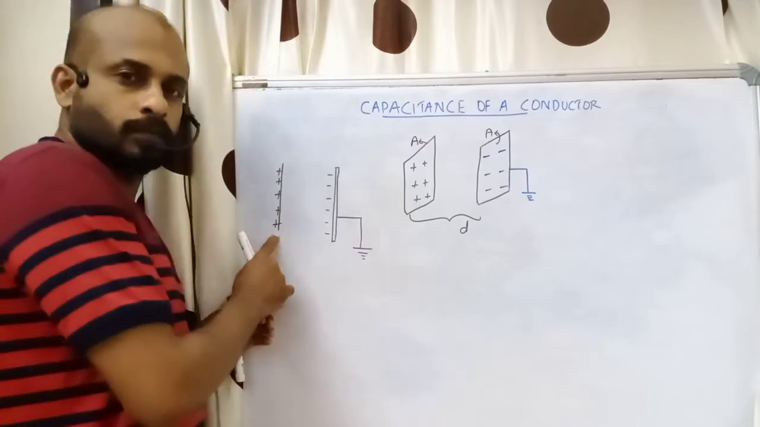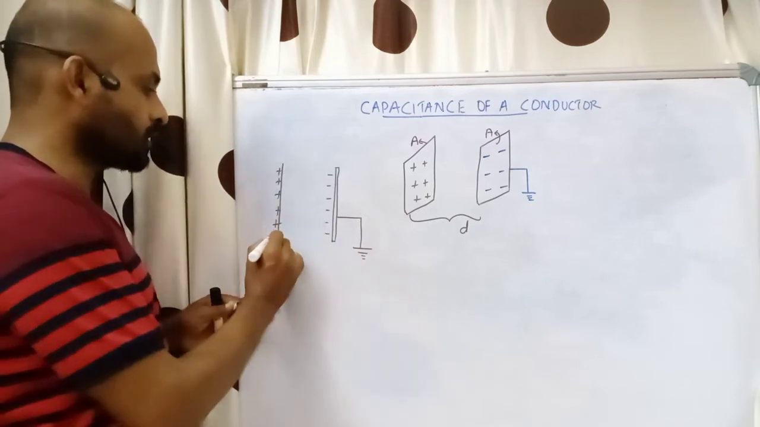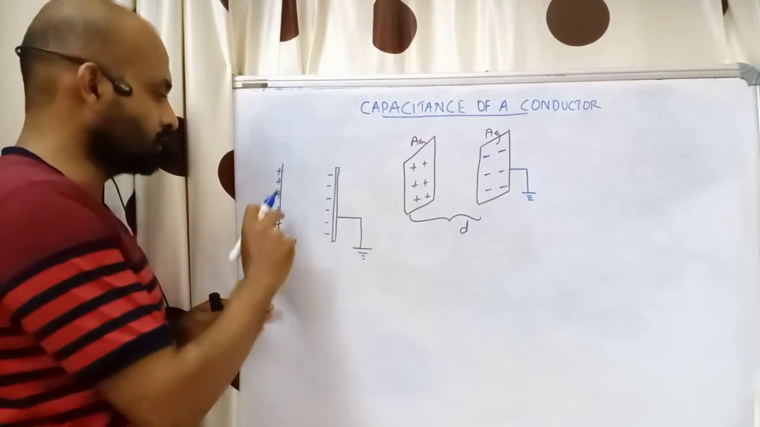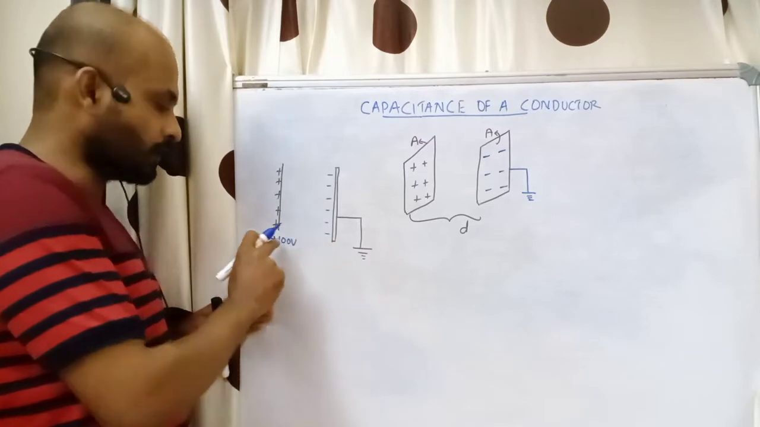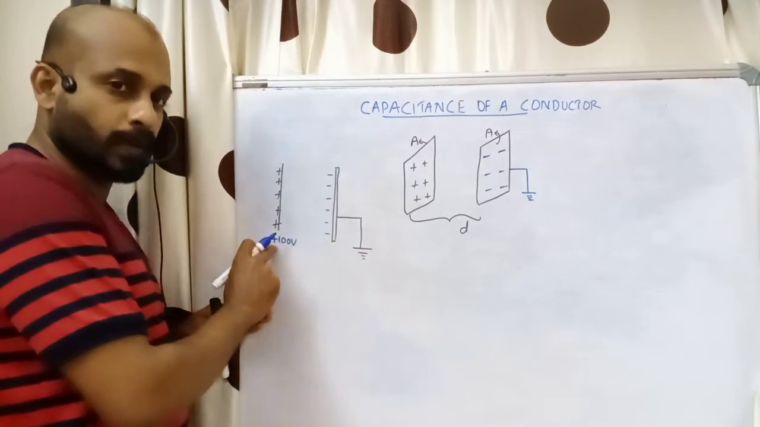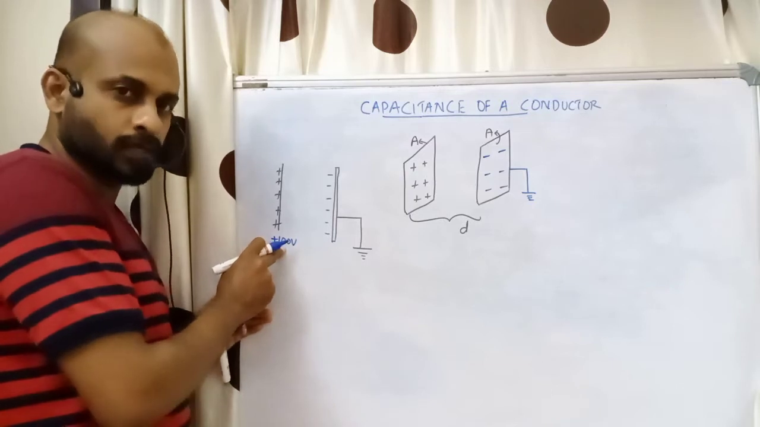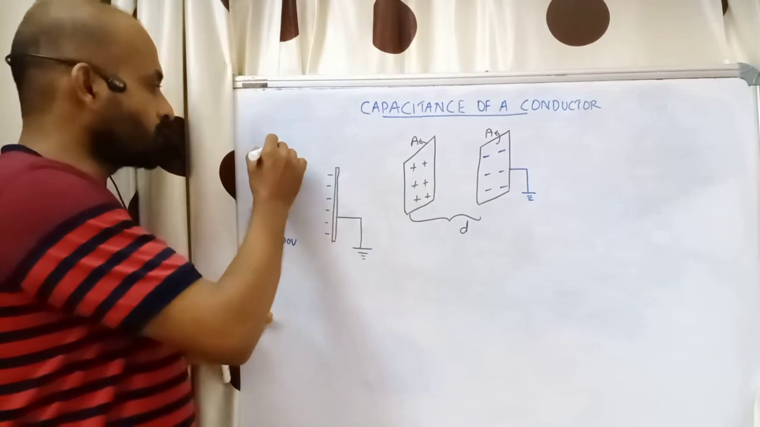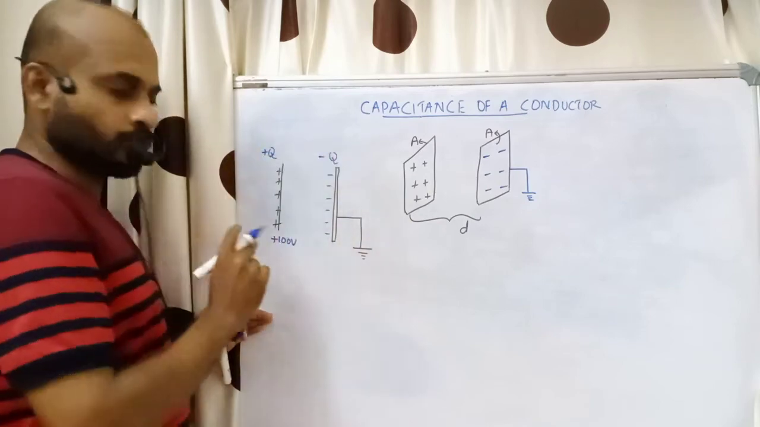Now consider this. Due to this positive charge, there is a potential. Let us choose the potential at this point to be 100 volt. Due to the charge, the potential here is 100. The minus charge also creates a potential here. It will be a minus potential, but it is at a distance. We know that when distance increases, potential decreases. So let us choose both charges having equal quantity. If Q is the charge, here also Q. Here plus Q, here minus Q.